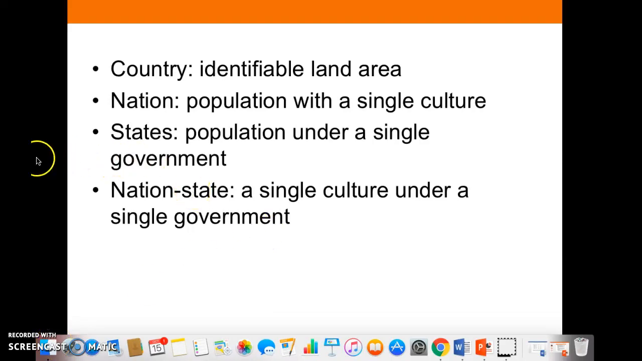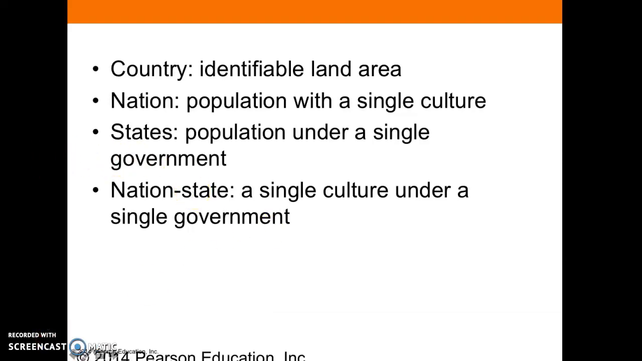So you should be reading in our book, the next chapter, starting on page 254, and you should be reading through page 256. So it's chapter 6, Political Geography. And there's a couple of terms we need to start off the chapter with, making sure that you use them correctly. So when you refer to a country, that's an identifiable land area.